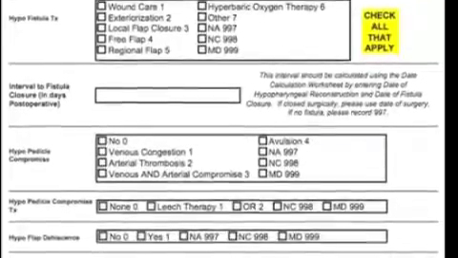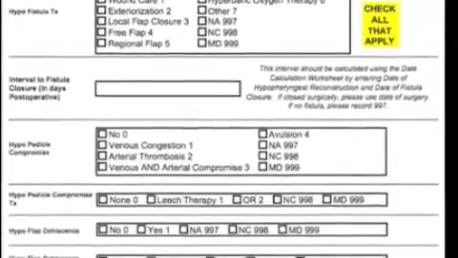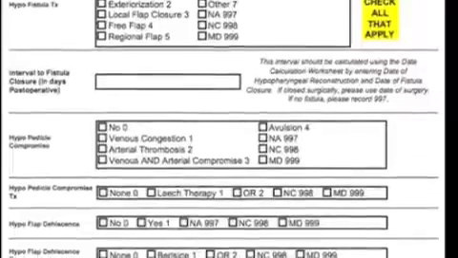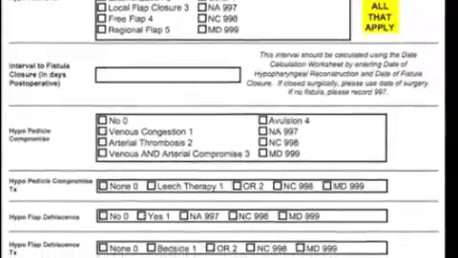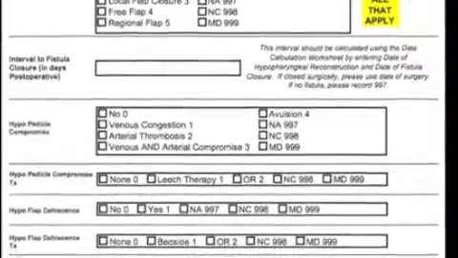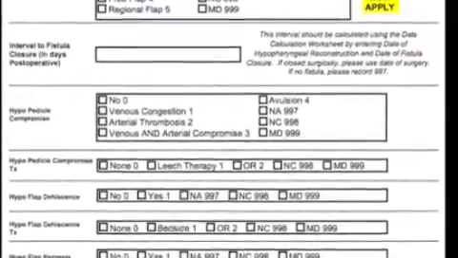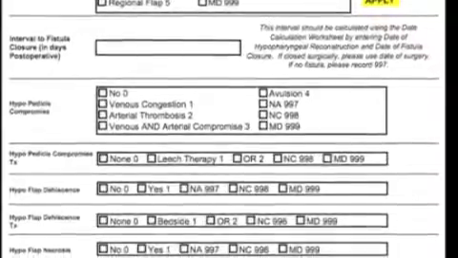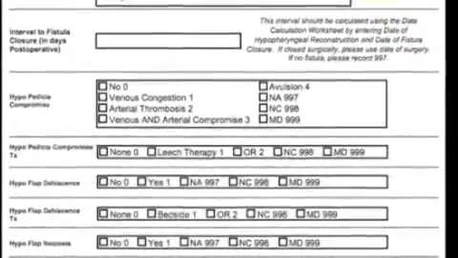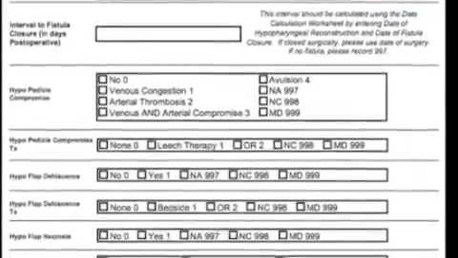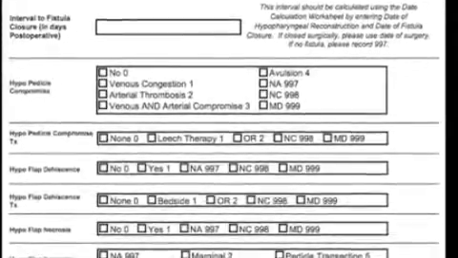For any patient who developed a pharyngocutaneous fistula, please record the interval in days postoperative to fistula closure. Please use the date calculation worksheet to do this. We will be able to determine the duration of the pharyngocutaneous fistula using the information provided, so long as the date calculation worksheet is used.